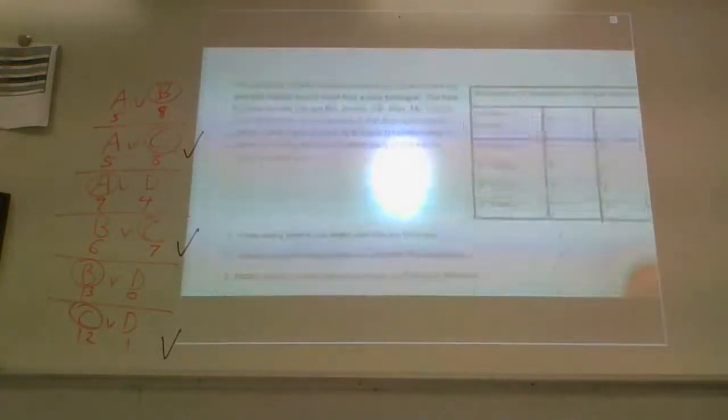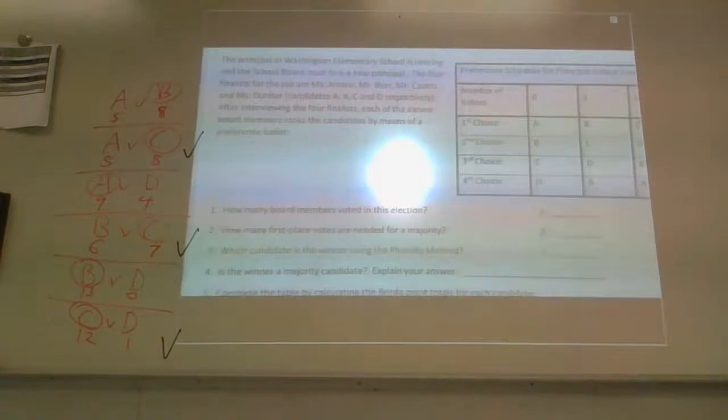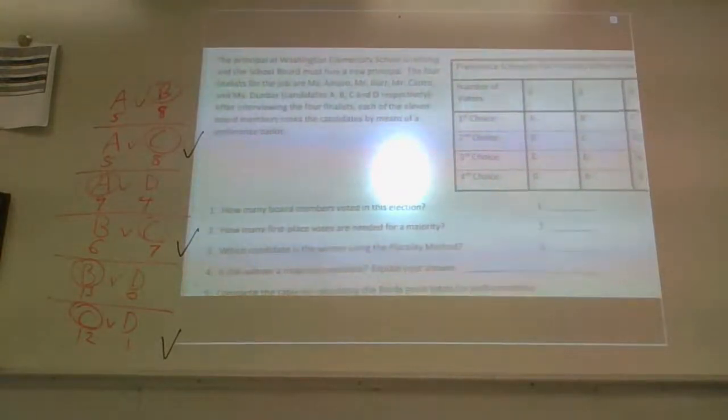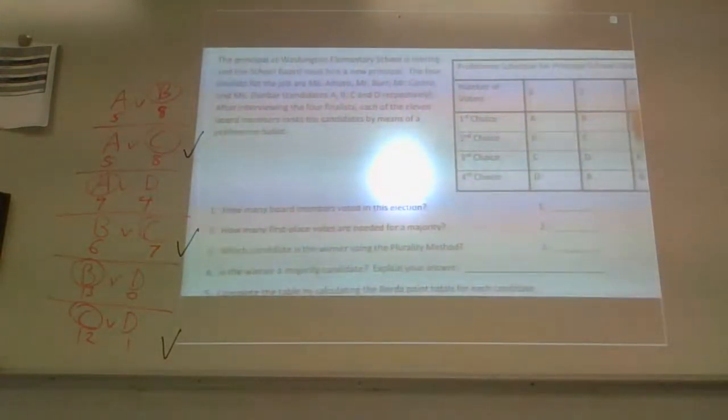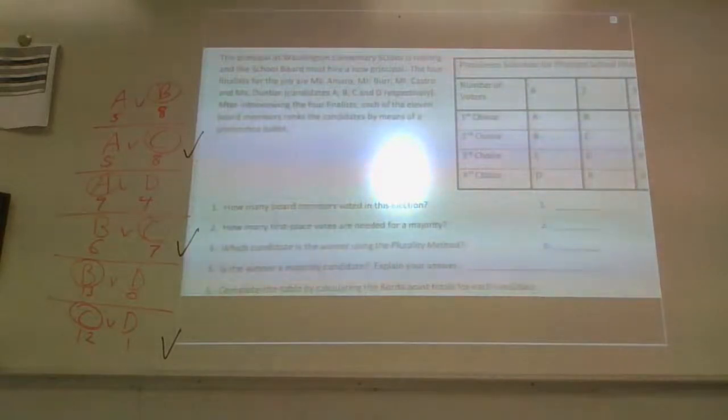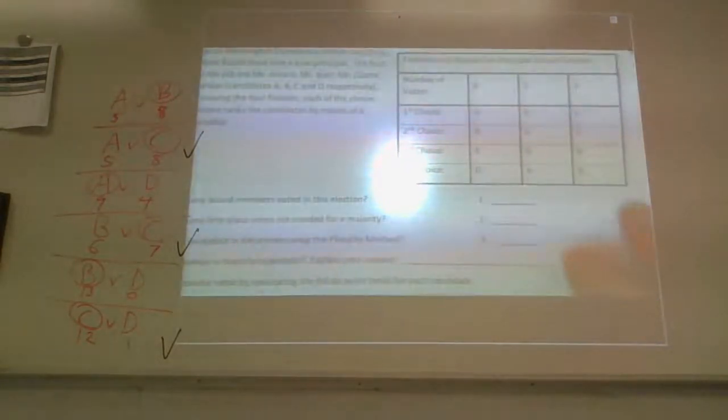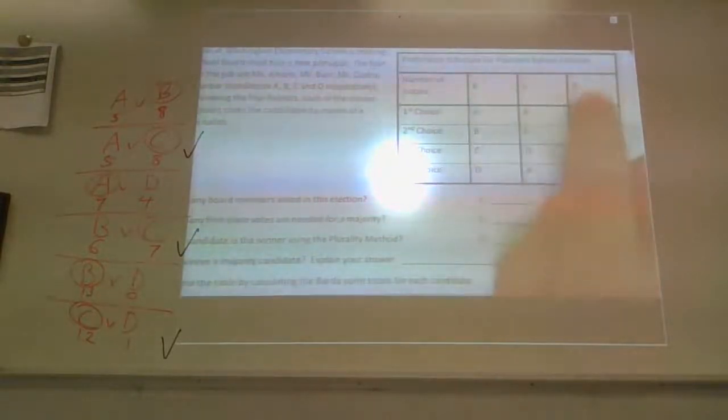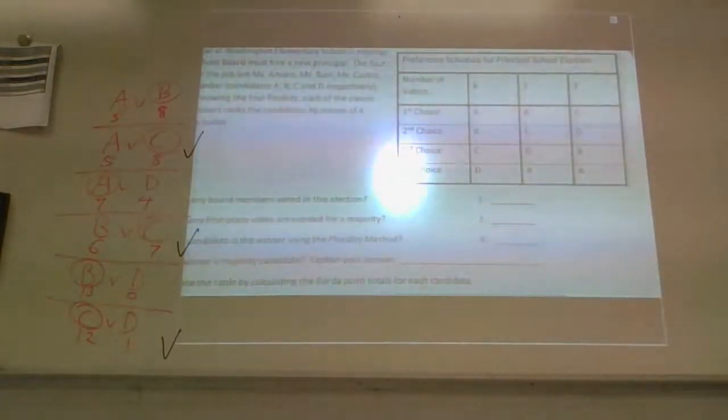They're talking about the principal now at an elementary school. Retiring, and the school board must hire a new principal. The 4 finalists are Amaro, Burr, Castro, Dunbar, ABCD. After interviewing the 4 finalists, each of the 11 board members ranks the candidates by means of a preference ballot. And you can see that in the little ballot right here, the preference ballot. 6, 2, and 3, there are 11 board members that are voting on this particular ballot.